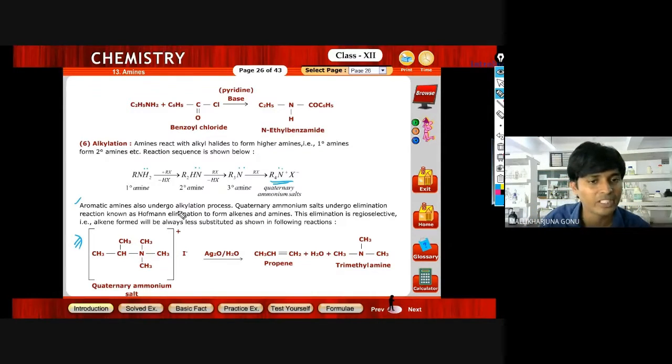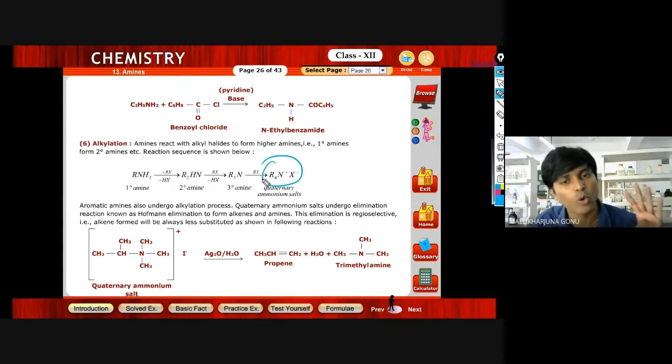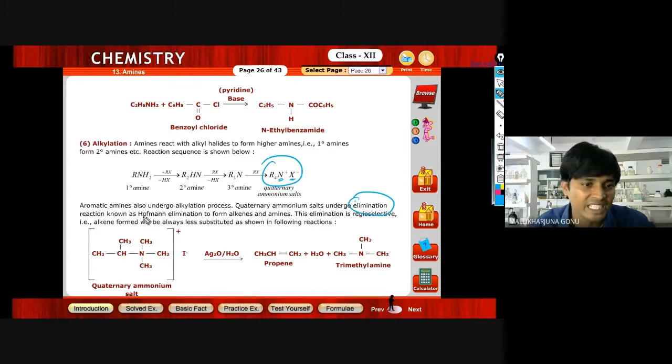Even aromatic amines undergo the alkylation process. So if you have this NH2 aniline, from here also you can replace these hydrogens with alkyl groups. Here also alkyl groups can be formed, tertiary groups. Quaternary means four alkyl groups are there, salts. Positive is there, negative is there, salts. Aromatic amines also undergo the alkylation process. This we have seen. Quaternary ammonium salts undergo elimination reaction.